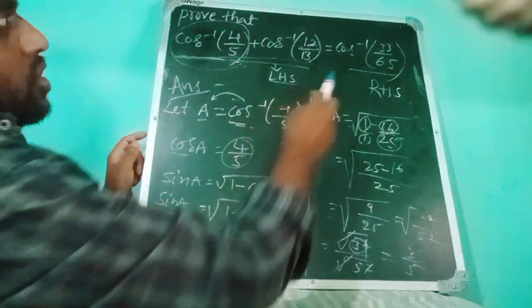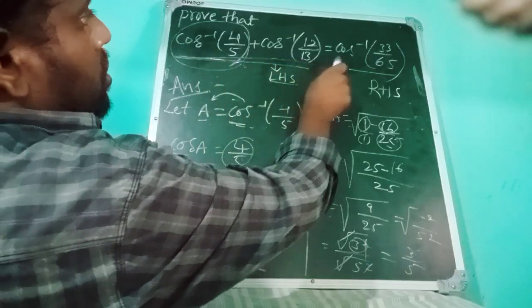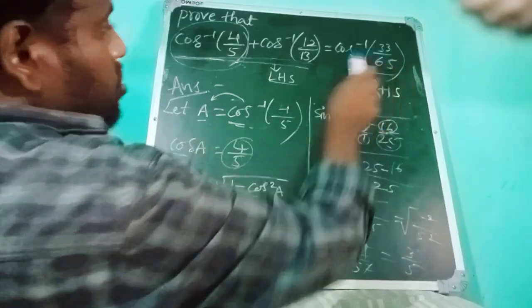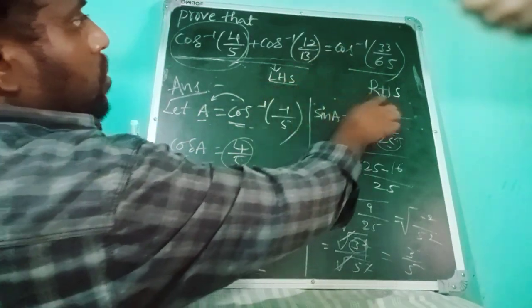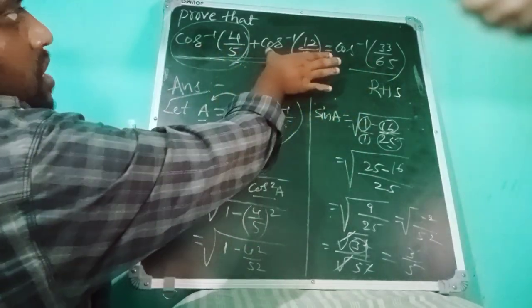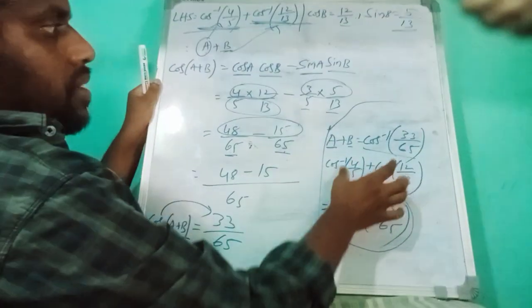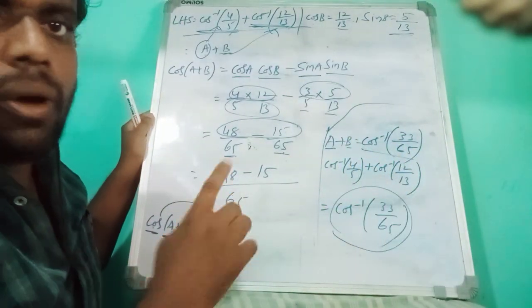So now you see the question. See, cos inverse of 4 by 5 plus cos inverse of 12 by 13 is equal to cos inverse of 33 by 65. That means we have proved it. LHS is equal to RHS. Whatever they have given, we have to prove this. Same thing we got here. That means we proved the identity. So the problem is solved.